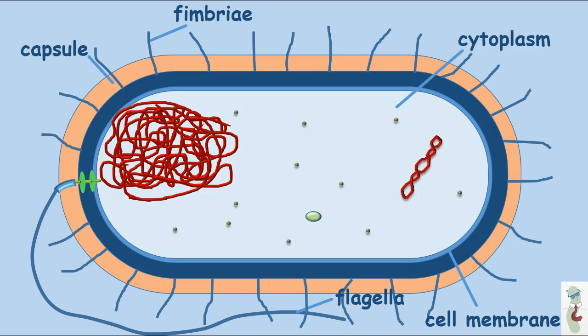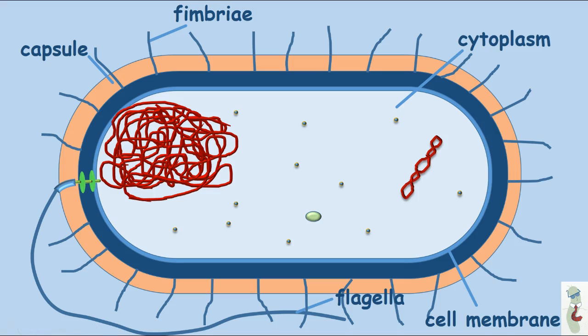Besides fimbriae, some bacteria have longer, thicker whip-like structures called flagella. They're structurally different than that of eukaryotic flagella, but have the same function. They're going to help in motility. Some bacteria don't have any flagella, while others can have one or two, or can be completely covered with them.